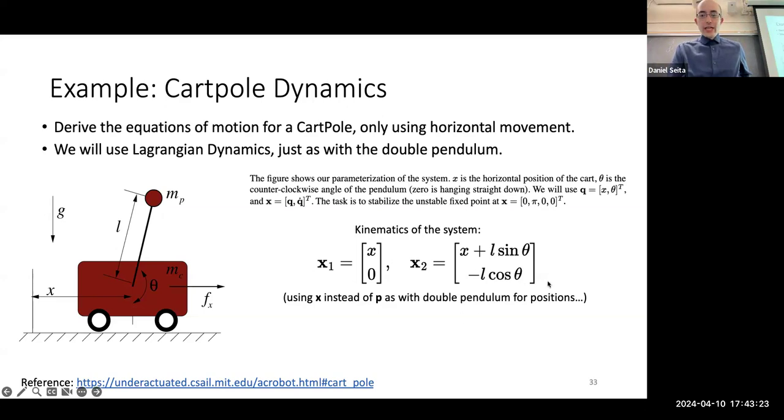And this describes the kinematics of the system. Any questions on the kinematics of the system? With x1, the position is just the x coordinate, and the 0 is because it's staying at the same height, so there's no height involved. And then x2 is the 2D position of the tip of the pole. You would just do your trigonometry, and then add an offset of x.